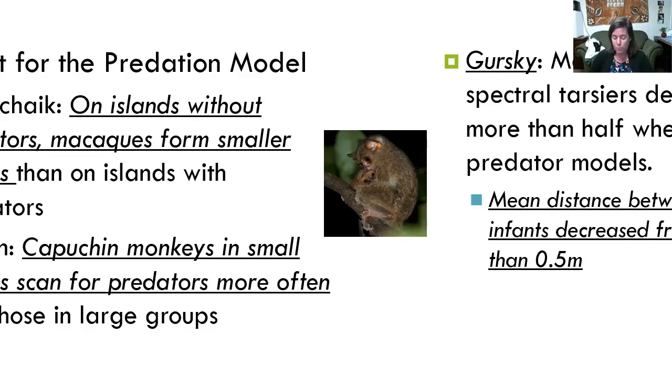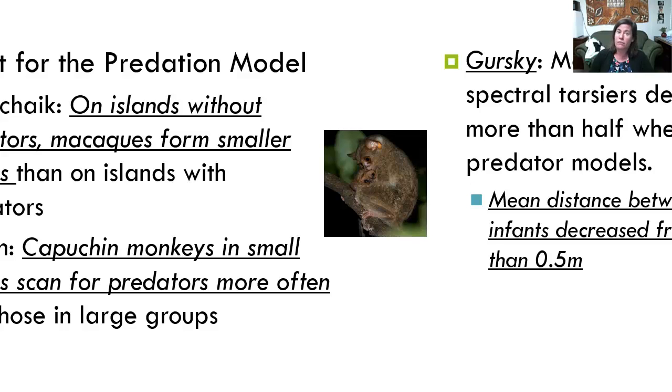So what kind of support do we have for the predation model? Well, Van Schaik found that on islands without predators, macaques form smaller groups than on islands with predators. Similarly, Janson found that capuchin monkeys in small groups spend more time scanning for predators than do individuals in large groups. So individuals in large groups spend less time scanning for predators.